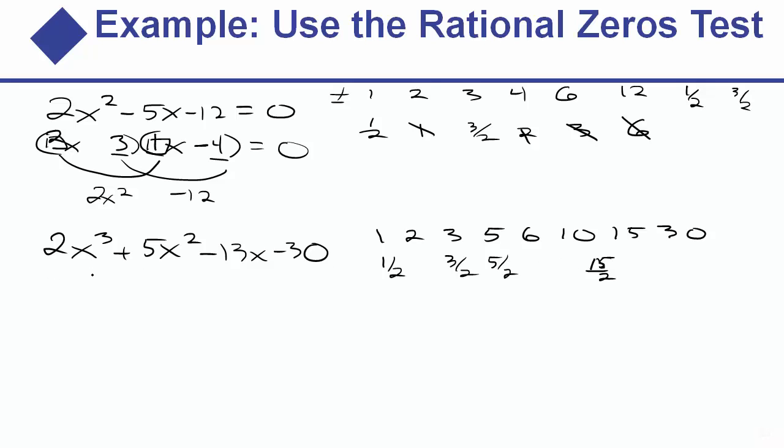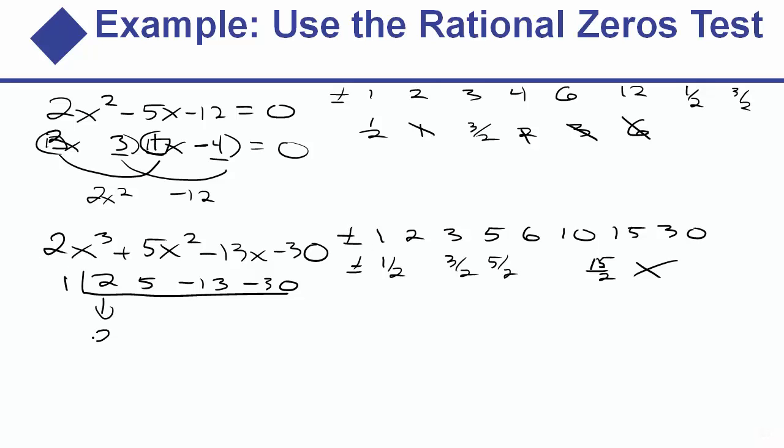And now it's a matter of doing synthetic division to see which ones are zeros. Well, synthetic division is easy, but it's still not something I want to do with a bunch of fractions, so let's ignore those. And let's just start with some easy numbers. Let's try one. Remember, these are all plus and minus, right?